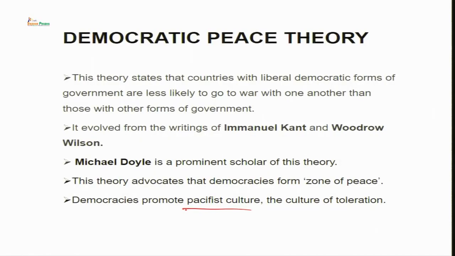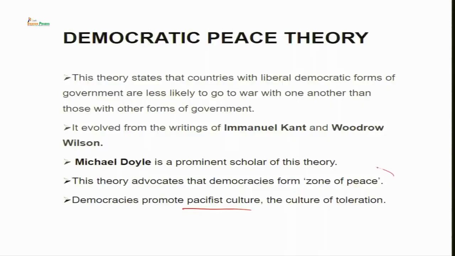So, it is better to opt for democracies, because democracies have a pacifist culture. And what is that pacifist culture? That is the culture of toleration. Even if a country A, for example, makes some mistake, country B can tolerate that mistake, because they believe in freedom.